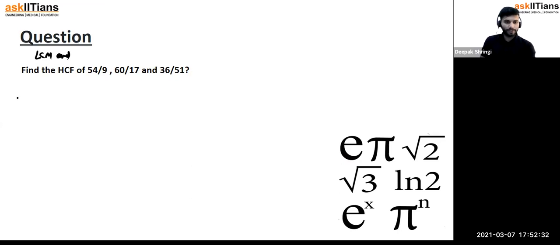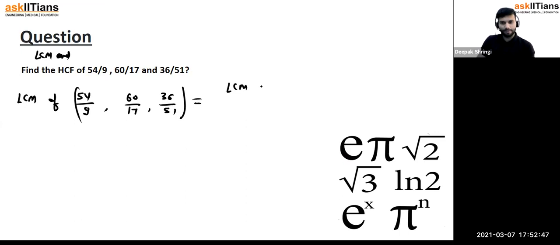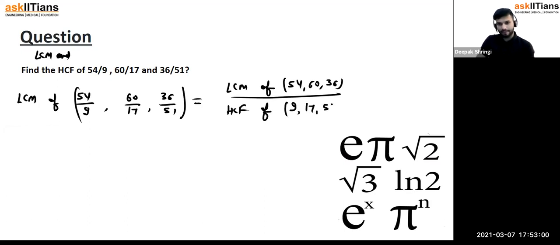Okay, so look at this. First of all, let's try to find the LCM. LCM of 3 fractions, 54 by 9, 60 by 17, and 36 by 51, right? That would be equal to, first of all, I'll find the LCM of the numerators, that is 54, 60, and 36. And then I will find the HCF of the denominators, and that is 9, 17, and 51, right? So what is the LCM of 54, 60, and 36, guys? Do you know how to find it? Tell me.